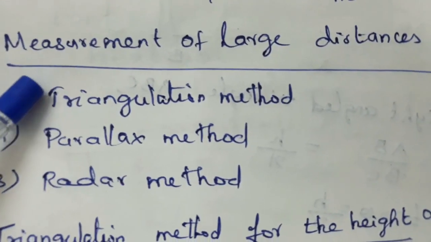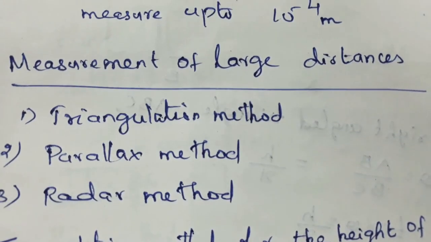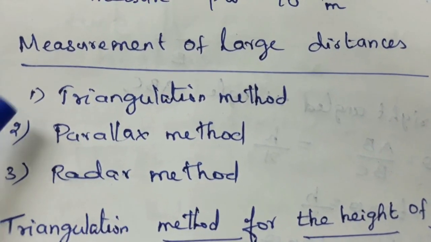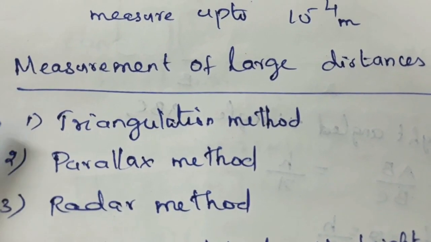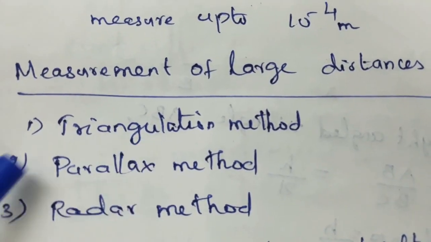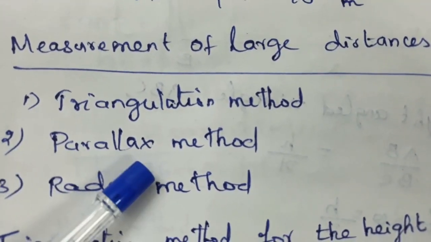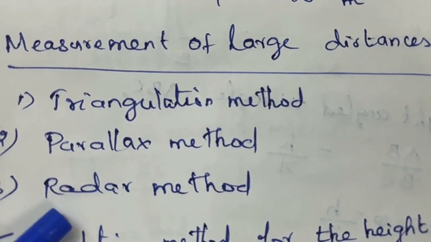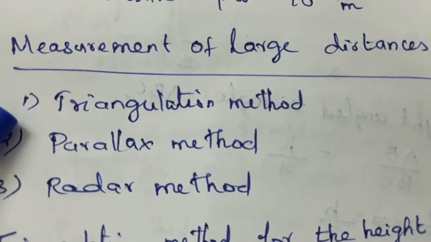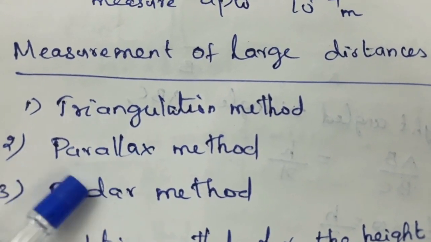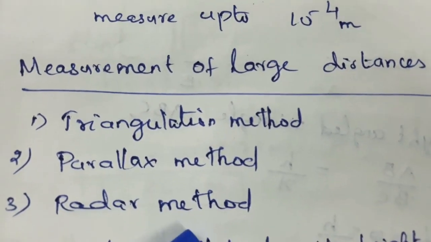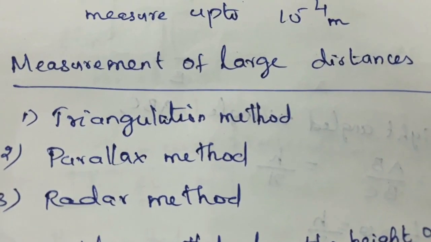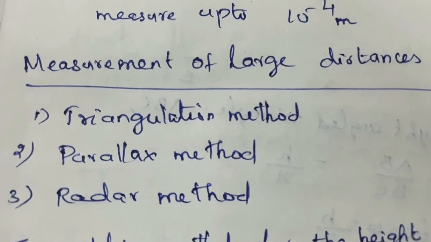Now, measurement of large distances. Three methods are given in your book for measuring large distances. One is the triangulation method, second is the parallax method, third is the radar method. First, the triangulation method. These three methods are very important.